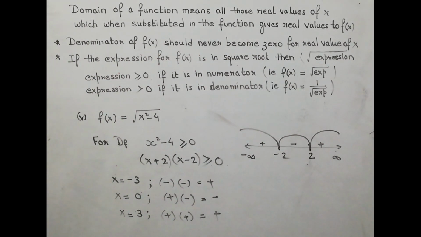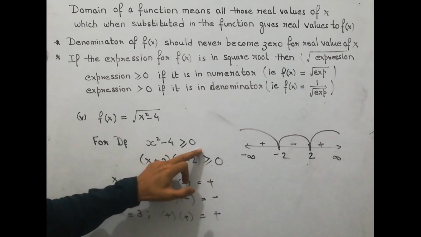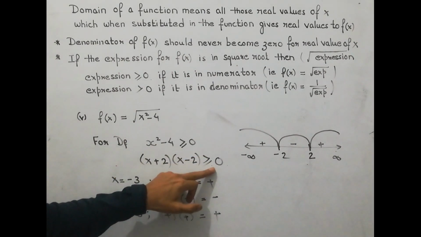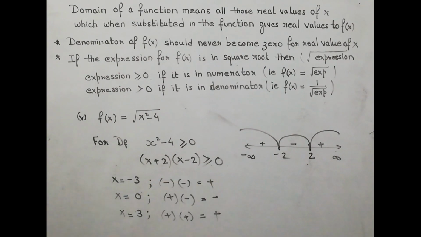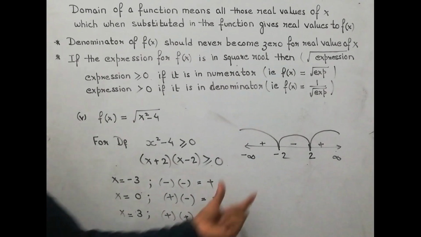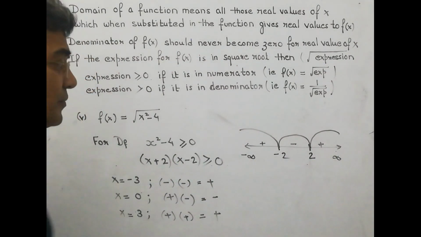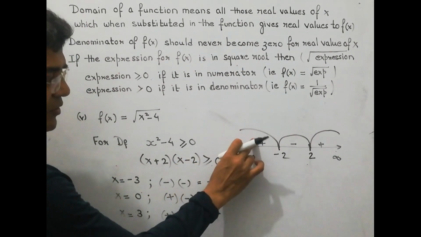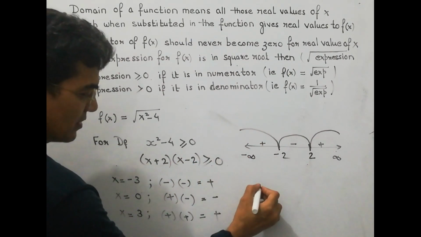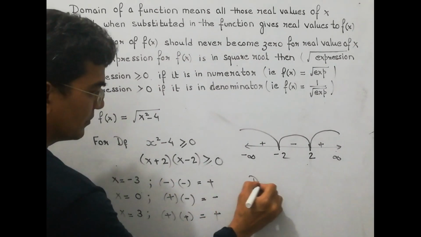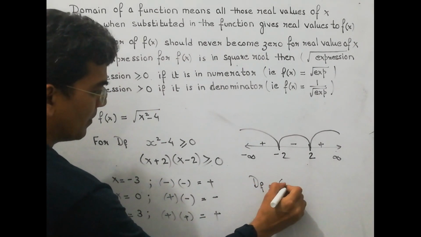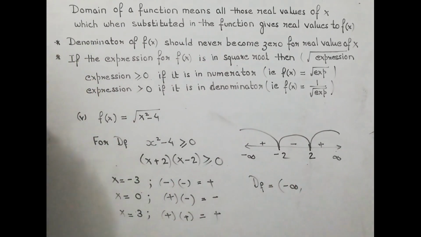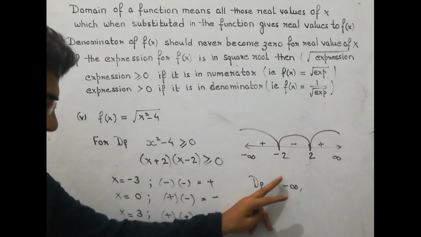Now, which subdivisions are to be considered? Here you can see the result is greater than or equal to 0. That means only the positive subdivisions. So we have got two positive subdivisions, this and this. Now for this one, we consider greater than or equal to 0, so plus. So, the domain: minus infinity. Infinity is never included, so round bracket.